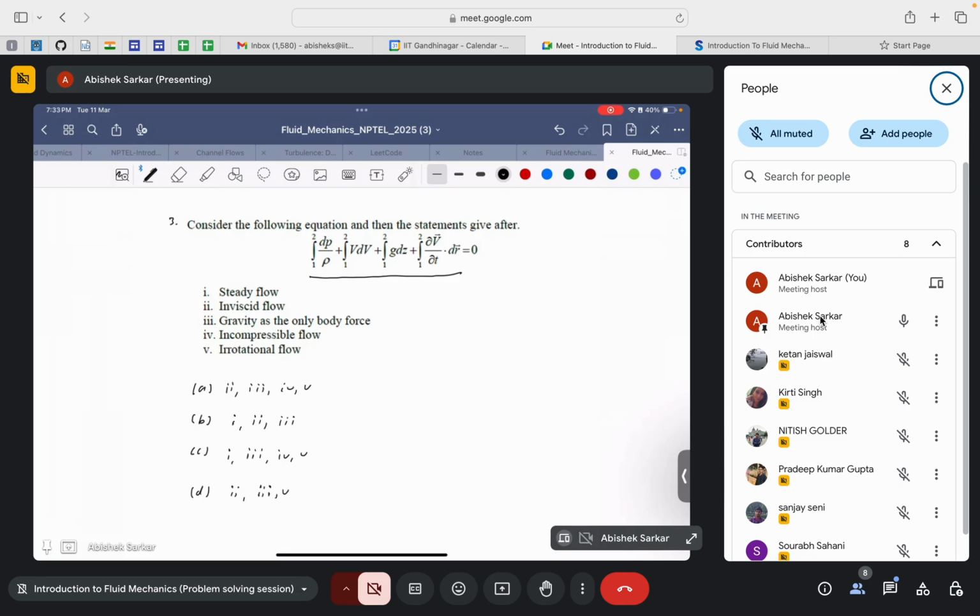So which of the following statements are correct for this particular form of the governing equation? We dealt thoroughly with the derivation of the Bernoulli equation. This is one of the preliminary steps, I will say the penultimate step, before reaching the final form of the governing equation. Which assumptions are correct for this particular form?